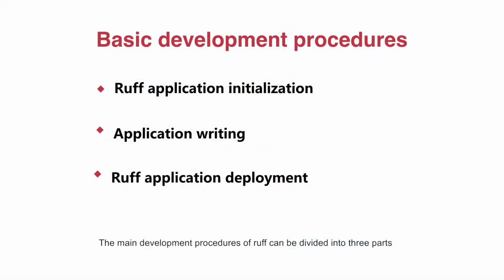The main development procedures of Ruff can be divided into three parts. Part 1 is to initialize the entire Ruff application project. Part 2, write the business logic of the application. And Part 3, package the entire application project and deploy it onto the development board to execute.